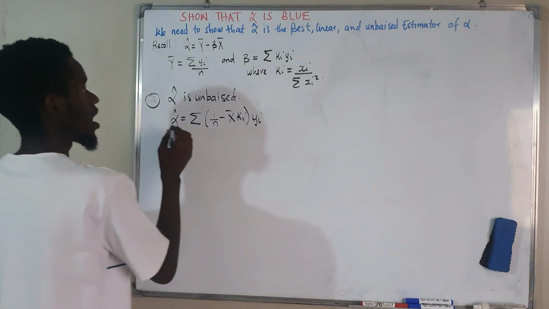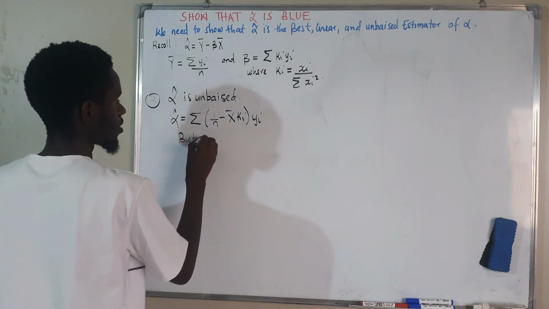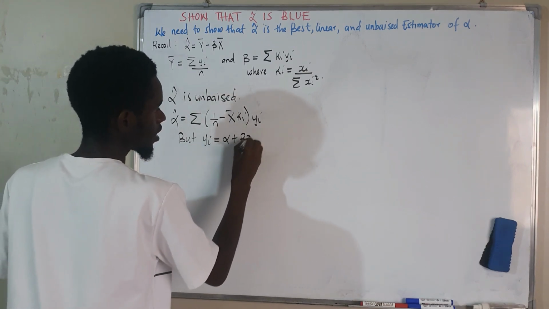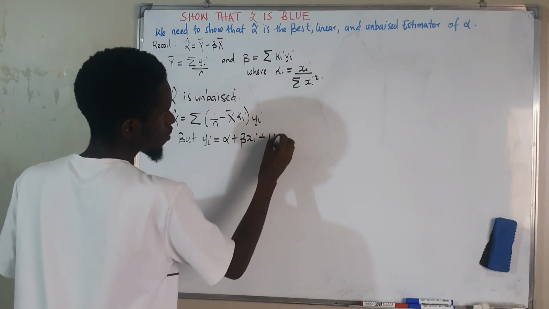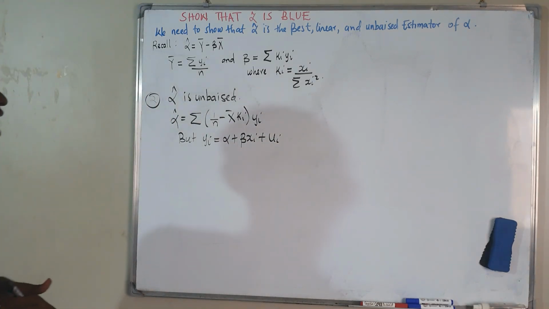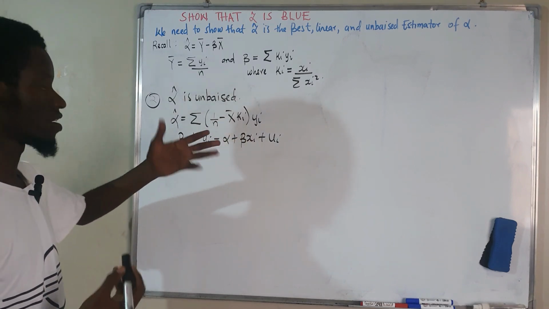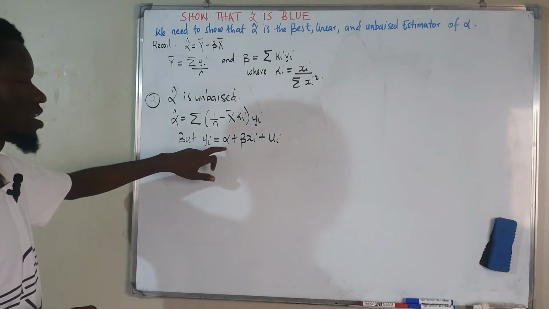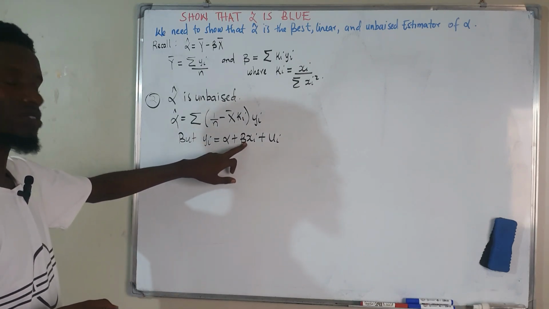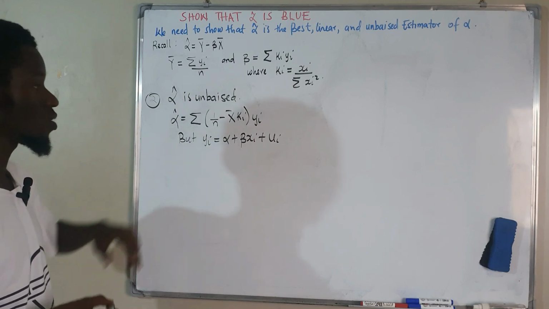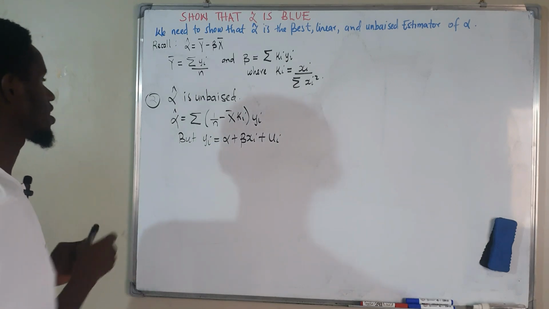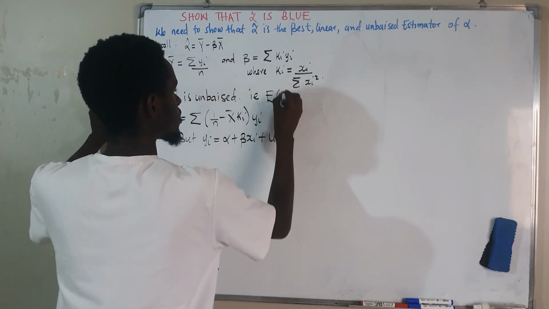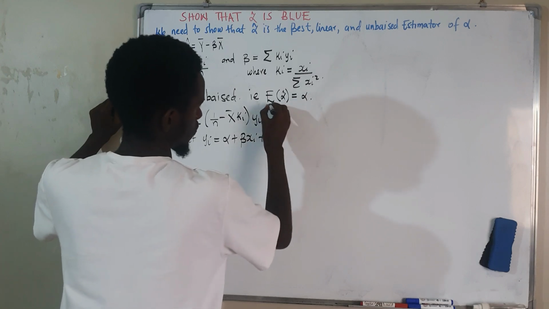But we always know that yi is the same as alpha plus beta xi plus the error term ui, where yi and xi are variables and ui is the error term. Alpha is the intercept and beta is the slope. Now our task is to show that the expected value of alpha hat is the same as alpha.